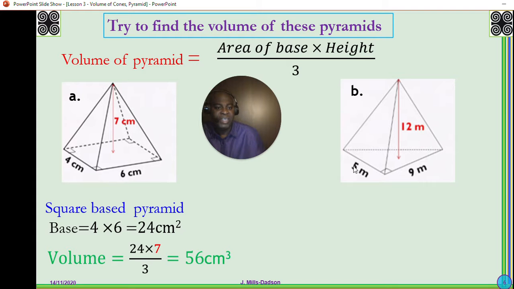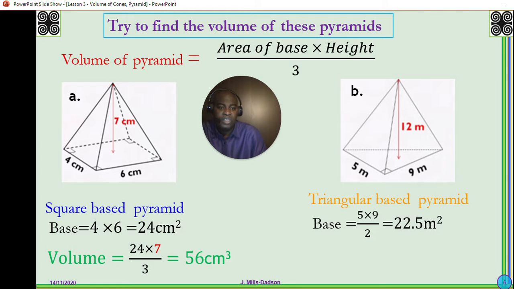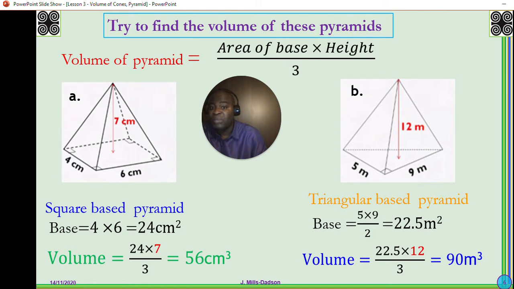Note, the base is a triangle. So you find the base, 5 times 9 divided by 2. That is 22.5 meters squared, times the height, 90 meters cubed. So you need to always check the base. Check the base.